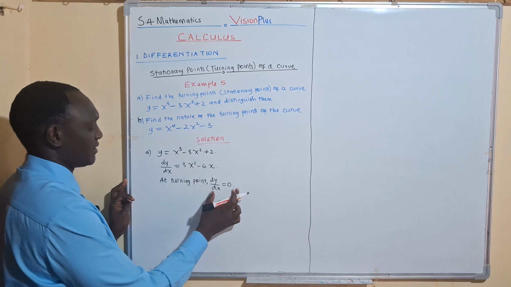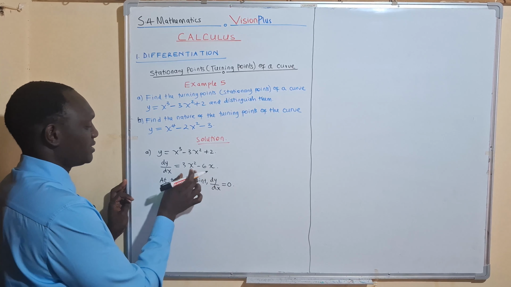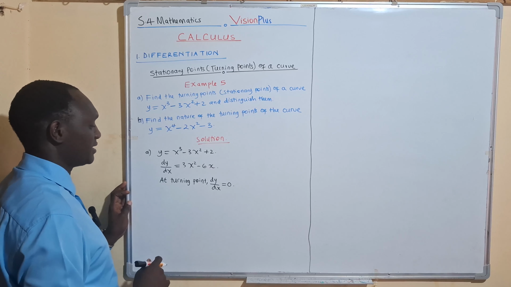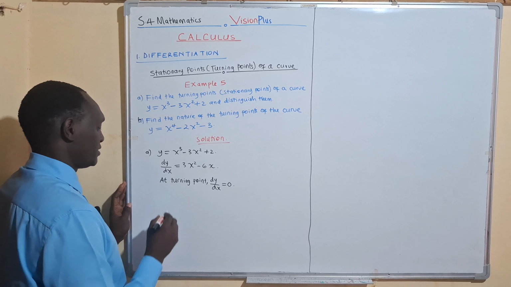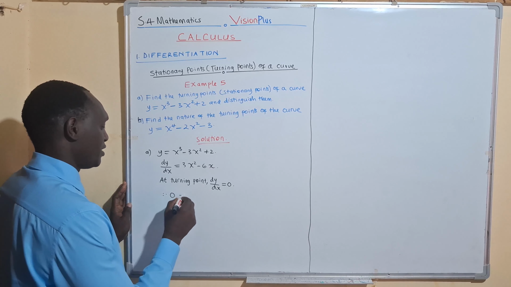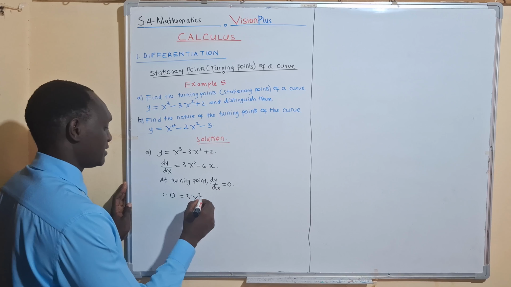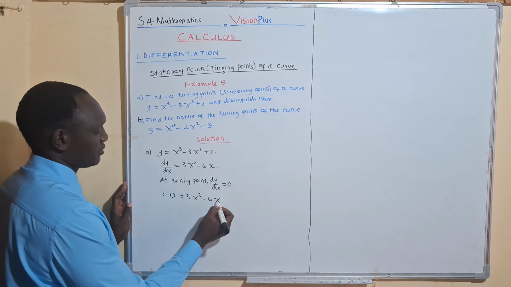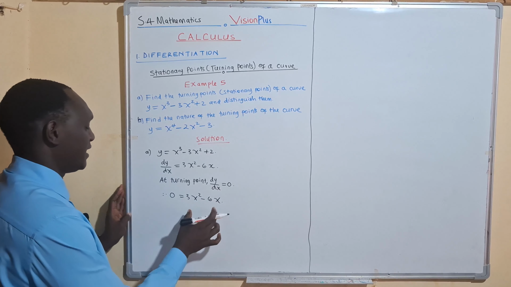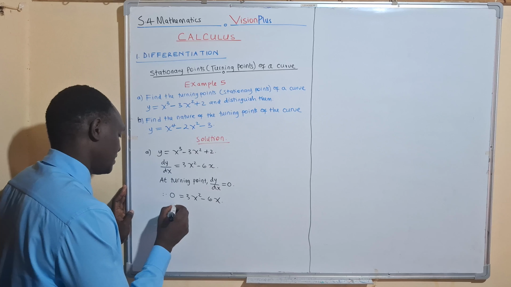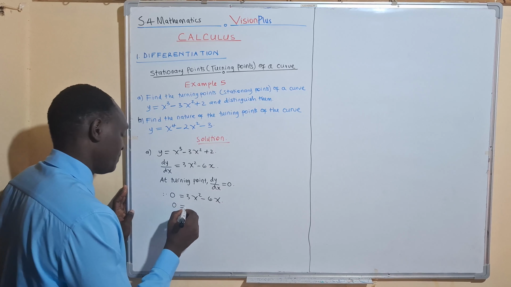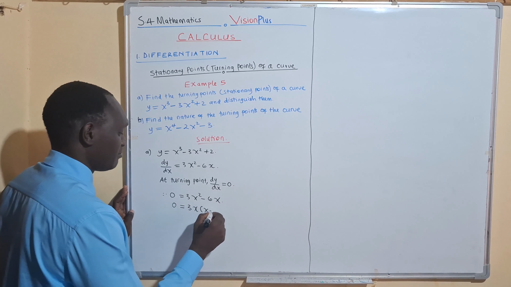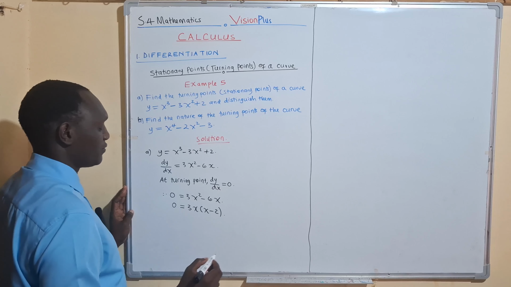Since we know that the gradient is 0, we can use the gradient function to get the values of x for which the gradient is 0 at the turning point. Therefore, 0 equals 3x squared minus 6x. This is a quadratic equation that you can solve by any method, but I'm factorizing in this case. Therefore, 0 equals 3x, which is common, factor it out, into x minus 2. Make sure you know factorization.